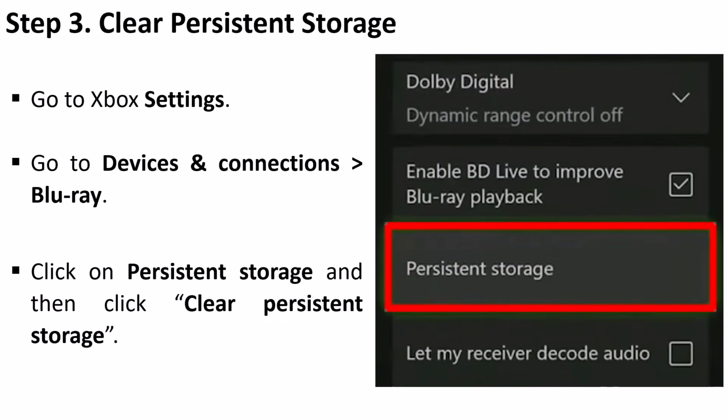Step 3 is to clear persistent storage. So go to Xbox settings, go to devices and connections, Blu-ray, click on persistent storage and then click on clear persistent storage. Now if you don't see these features on your Xbox console, then skip this step.